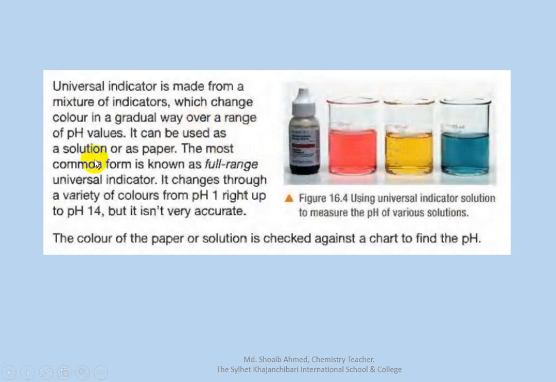It can be used as a solution or as paper. The most common form is known as full range universal indicator. It changes through a variety of colors from pH 1 right up to pH 14, but it isn't very accurate. The color of the paper or solution is checked against a chart to find the pH.